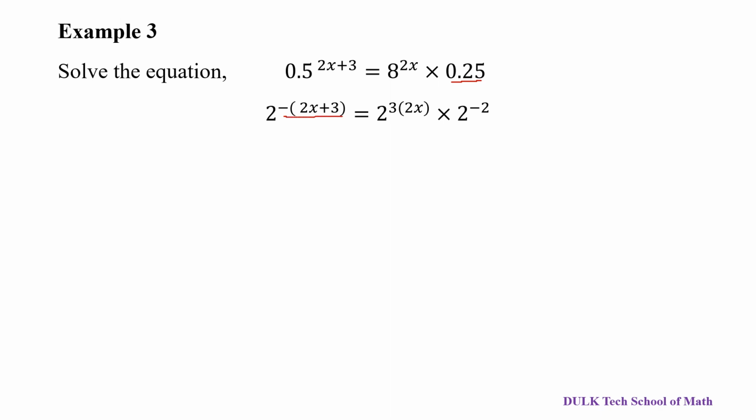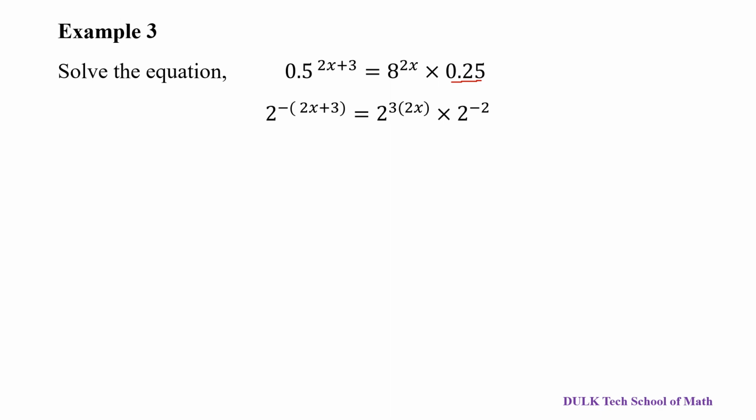Right? On the right hand side, we have 8. 8 is the same as 2 to the power 3. And that 3 will be multiplying the original power, which is 2x there. Then 0.25 is 1/4, which is the same as 1 over 2 to the power 2, which is 2 to the power minus 2, like this. Now that we have all these terms in terms of 2, let's simplify the right hand side now.